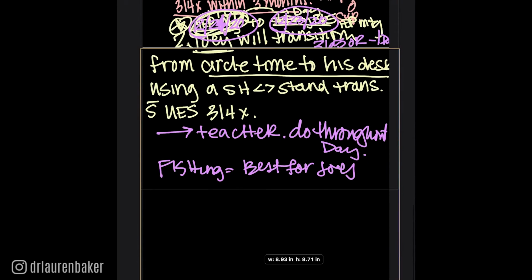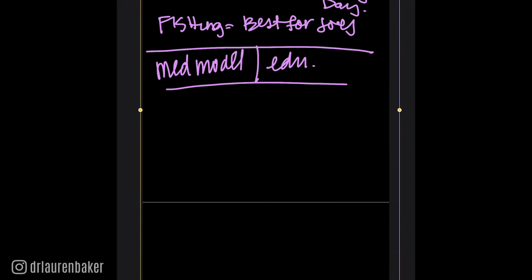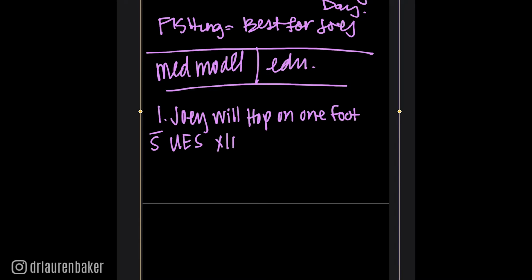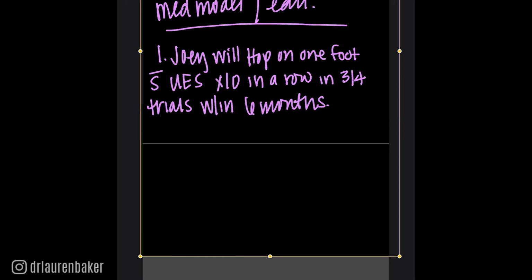So let's do one more example, because I do feel like this is really helpful for people. Joey will hop on 1 foot without upper extremity support times 10 in a row in 3 out of 4 trials within 6 months. A lot of times in outpatient pediatrics, the plans of care are made for 6 months. And so sometimes the goals are shorter than 6 months, so they would be short-term goals, and sometimes they're just right at 6 months, long-term goals.